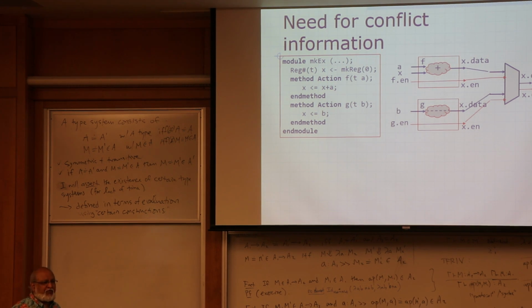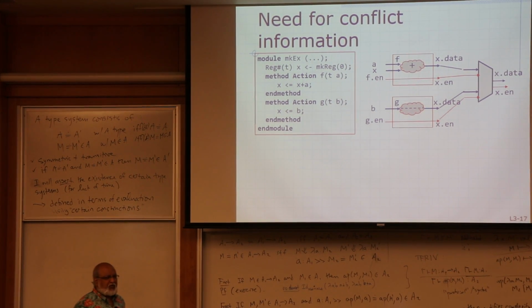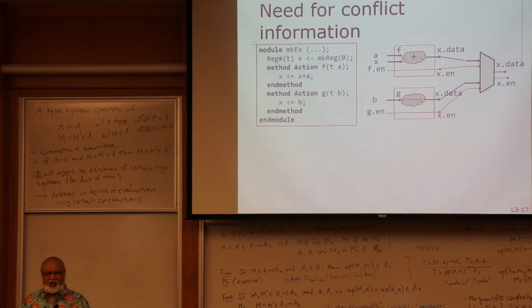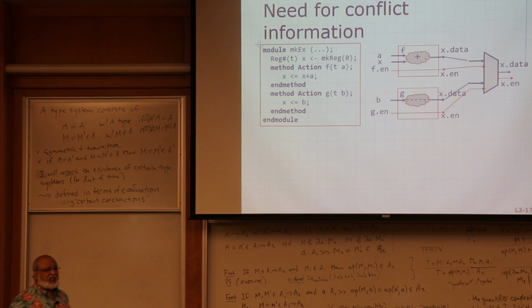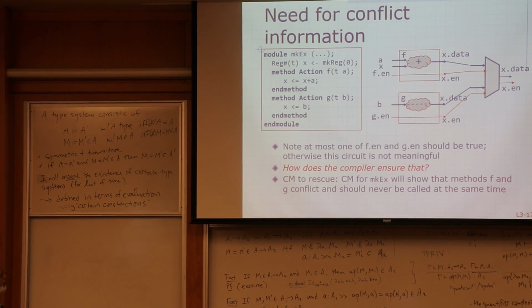Now, this circuit is wonderful as long as either F is going or G is going. Because if somebody enabled both of them, well, then you'll get a double write error because both will be trying to write in X. So I did analysis for you earlier showing that these rules conflict. This is a static thing that is going on. I can look at rules and say under what conditions, if they can ever conflict, then they conflict, as far as we are concerned. How does the compiler ensure this? CM to the rescue. CM for make shows that methods F and G conflict and should never be called together. So the compiler is taking the responsibility of generating this stuff for you.